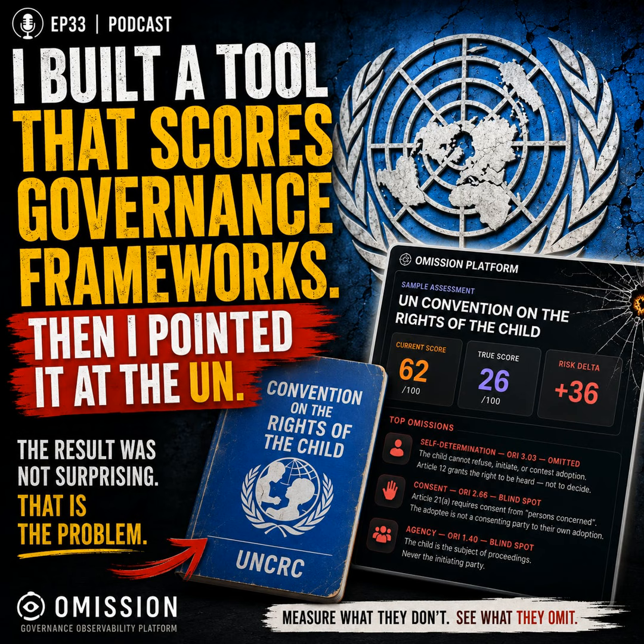They really are. When the UNCRC is run through the platform, the current score, again, what the convention reports about itself based on its own limited visibility, is 62 out of 100. Okay. But the true score, the actual structural exposure, if every right named in the text were rigorously tracked, drops to 26 out of 100. Leaving the UNCRC with a risk delta of plus 36.